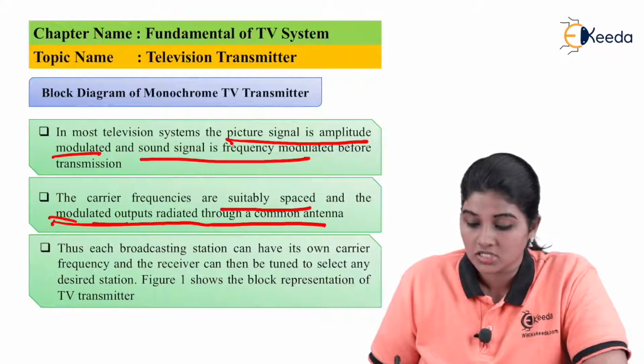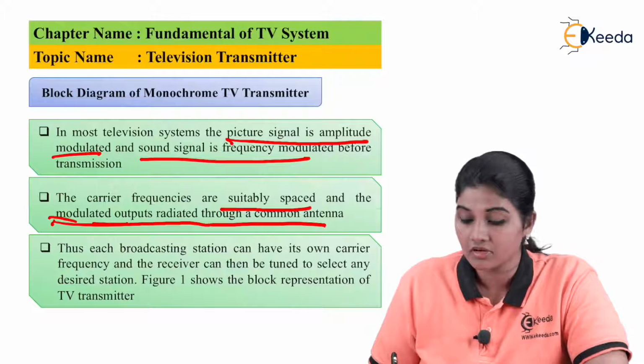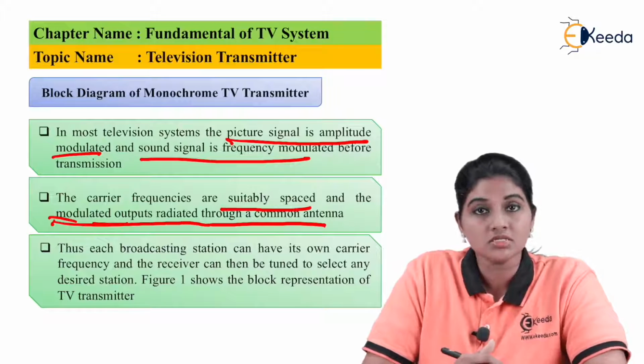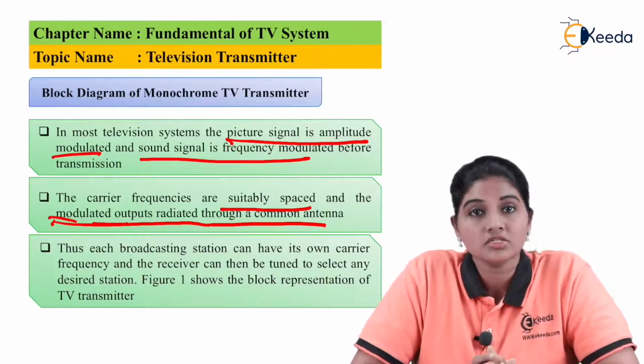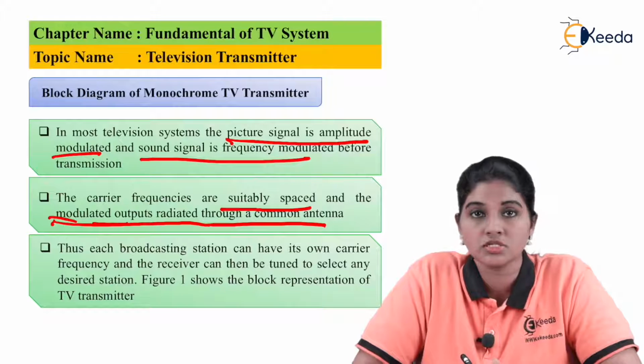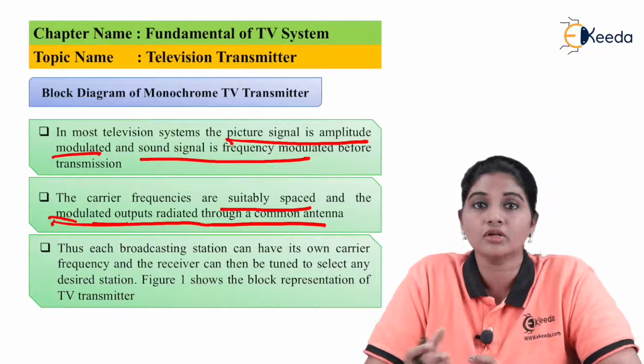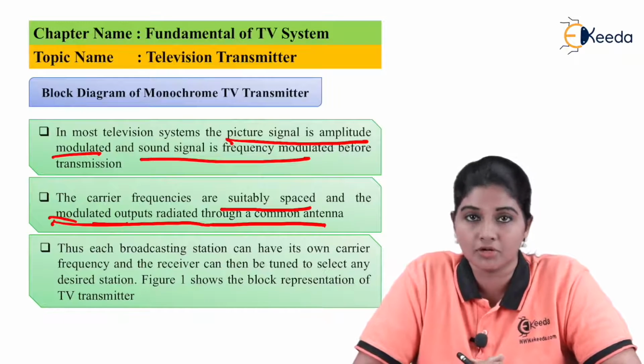Thus, each broadcasting station can have its own carrier frequency and the receiver can then be tuned to select any desired station. That means every station has its own carrier frequency. A selected value of carrier frequency is used by a station and the receiver is supposed to be tuned to that frequency so that we can receive that particular signal.